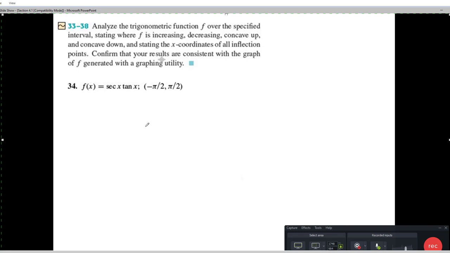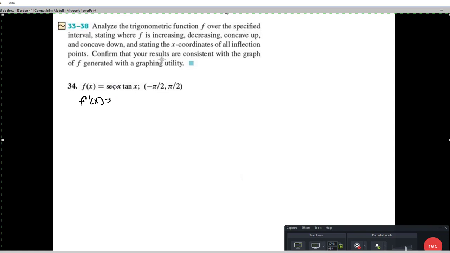Okay, so again, what tells us whether our function is increasing or decreasing is the first derivative. So the first thing we have to do is figure out what the first derivative is. So f prime of x is equal to, my function is made by a product, and so to find the derivative we need the product rule.